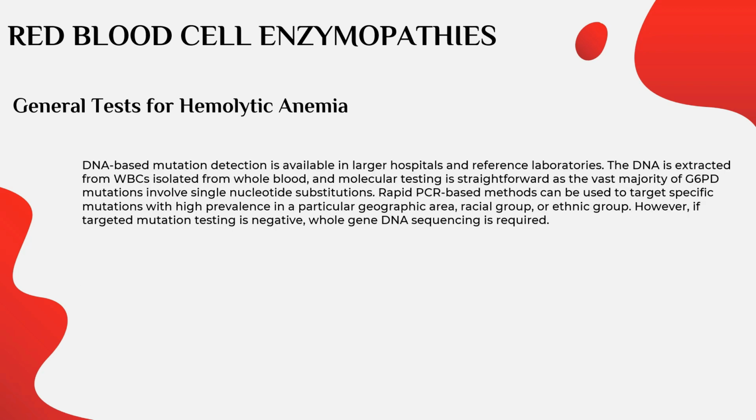DNA-based mutation detection is available in larger hospitals and reference laboratories. The DNA is extracted from WBCs isolated from whole blood, and molecular testing is straightforward as the vast majority of G6PD mutations involve single nucleotide substitutions. Rapid PCR-based methods can be used to target specific mutations with high prevalence in a particular geographic area, racial group, or ethnic group. However, if targeted mutation testing is negative, whole gene DNA sequencing is required.